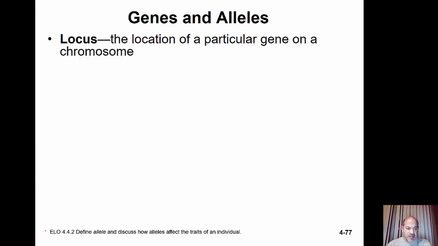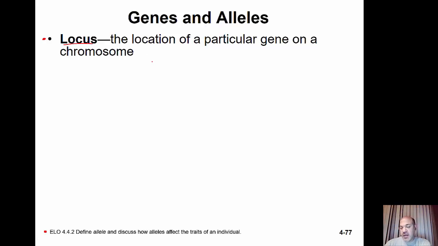So now we're on the second learning objective. The second learning objective says, let's define an allele and discuss how alleles affect traits of an individual. So first thing we're going to do is define the word locus. Locus is going to be a specific location for a gene on a chromosome.